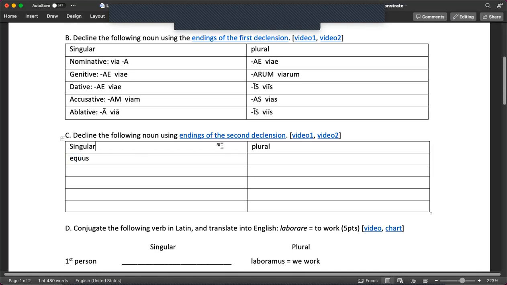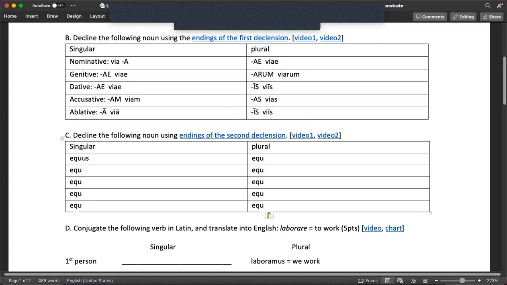For this noun, the endings of the second declension, you can go to this link to see a list of them, or you can watch these 2 videos. One of them is the high pause video. And the technique for this is you're going to use everything that's not the us. That's going to give me my stem, like so. And then you're just going to add the endings of the second declension, the endings that you'll find here.